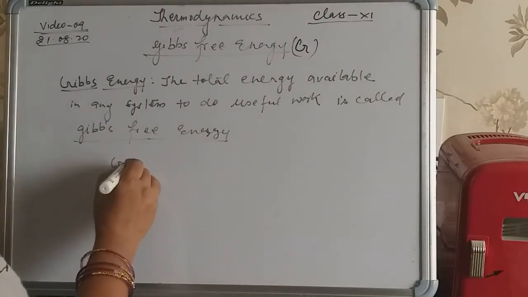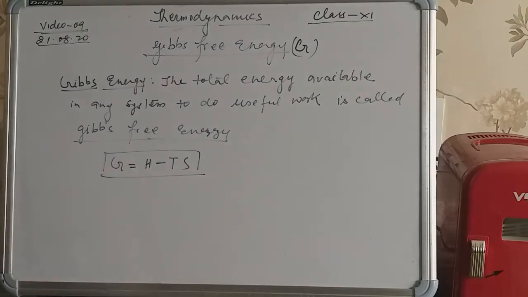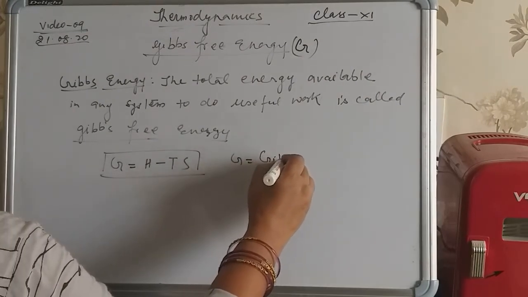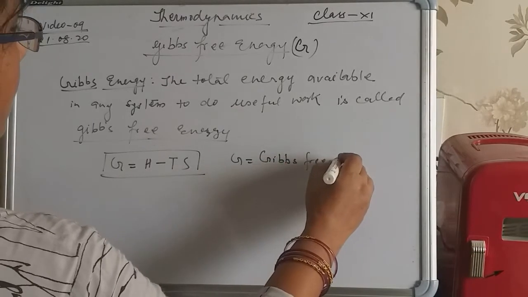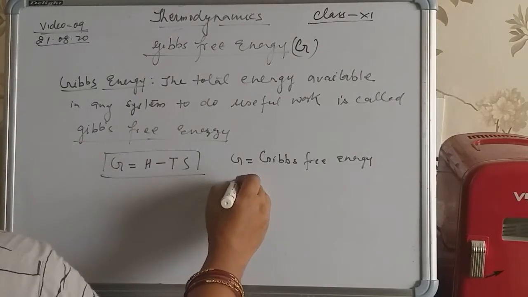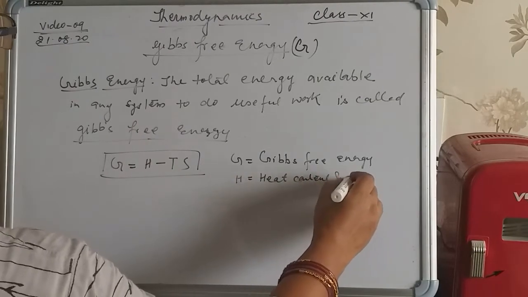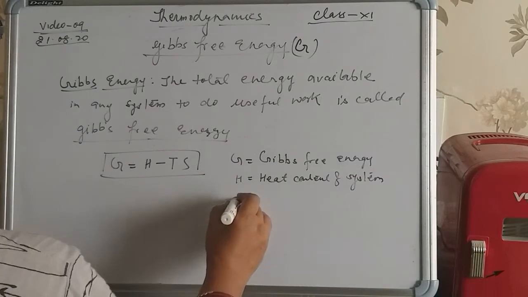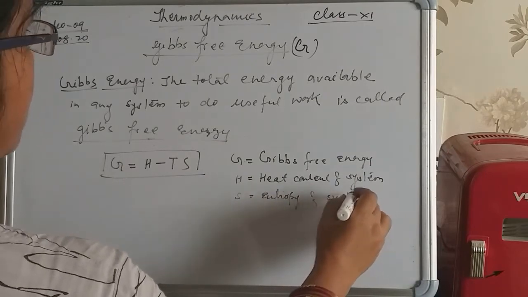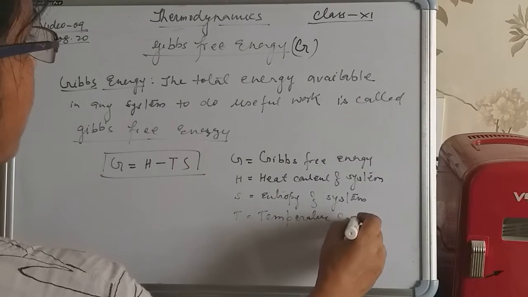So it is expressed by this equation: G equals H minus T S. G stands for Gibbs free energy, H is the heat content of the system, S is the entropy of the system, and T is the temperature of the surrounding.